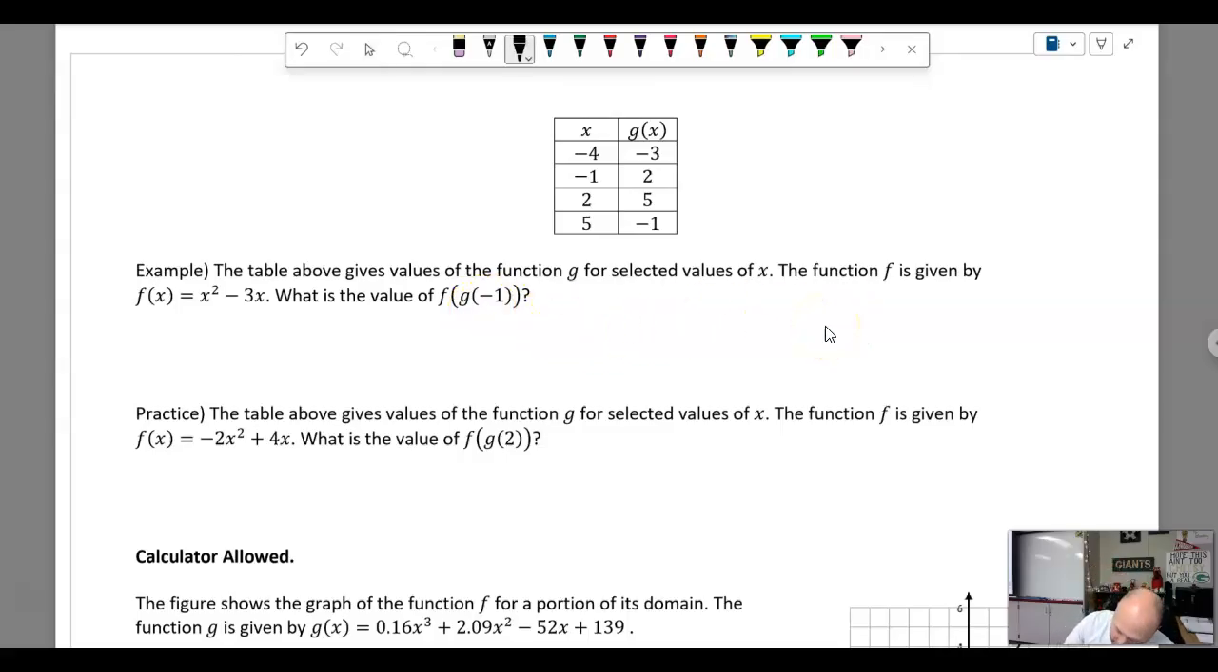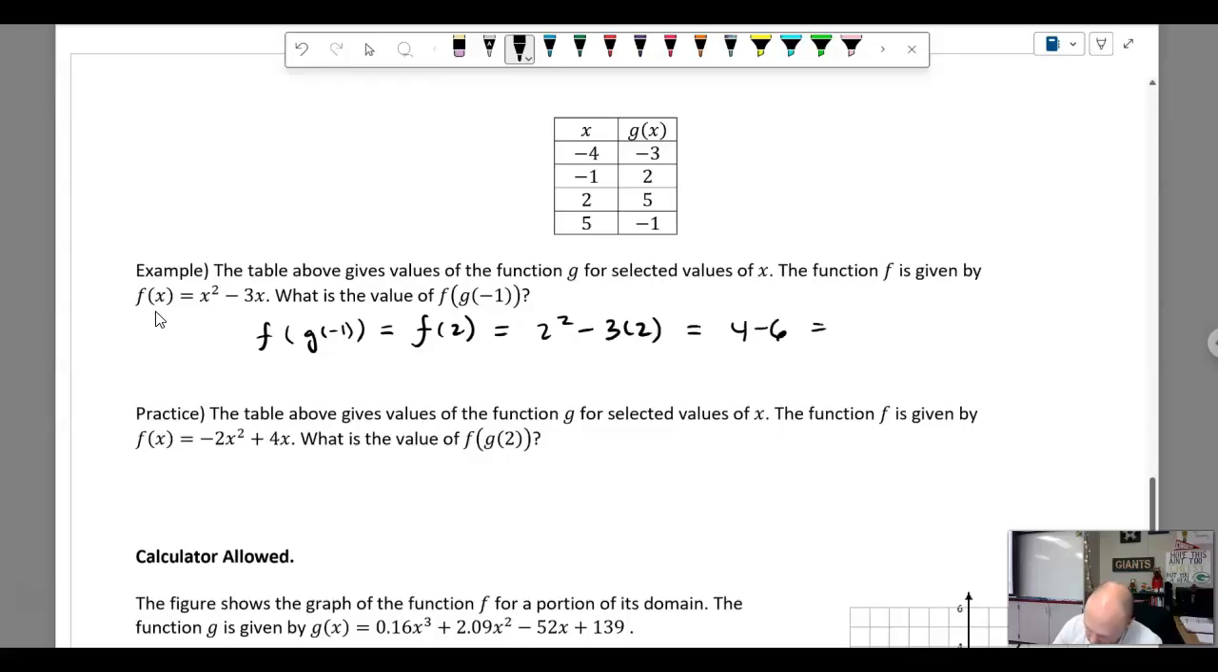So again, I'm going to take f of g of negative 1, and I need to find g of negative 1 first. So I have my table. I go to my table, negative 1, g gives us 2. So this is f of 2. And now I use f. Well, f is this function, x squared minus 3x. So I'm just going to drop in 2 for x. So we get 2 squared minus 3 times 2, which gives us negative 2, right? 4 minus 6. Okay? Not too bad, not too shabby.